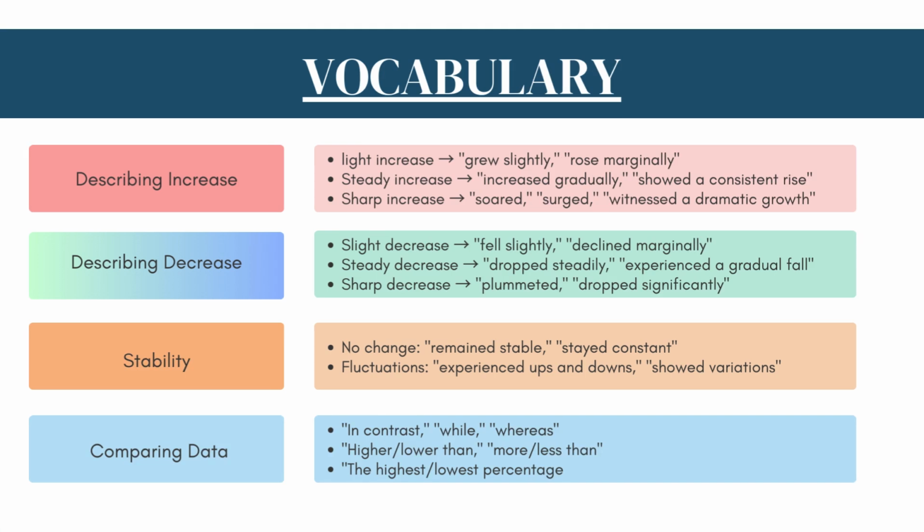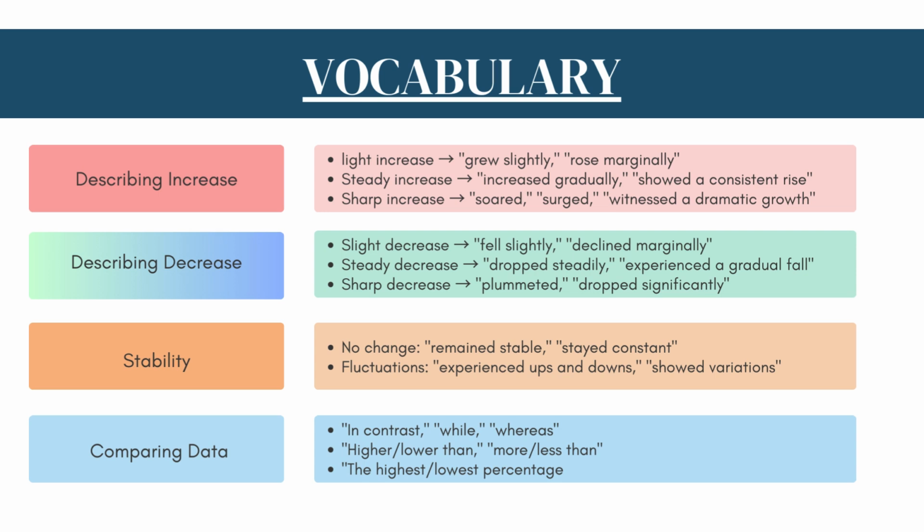Using the right vocabulary in IELTS Writing Task 1 is essential for accurately describing trends and making comparisons. When reporting increases, you can use phrases like grew slightly or rose marginally for small changes, while a steady rise can be described as increased gradually or showed a consistent rise. If the numbers jump significantly, words like soared, surged, or witnessed a dramatic growth are more impactful.